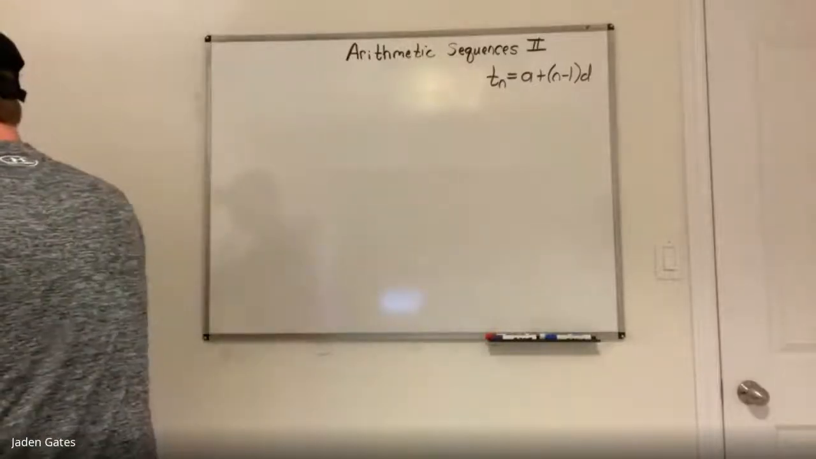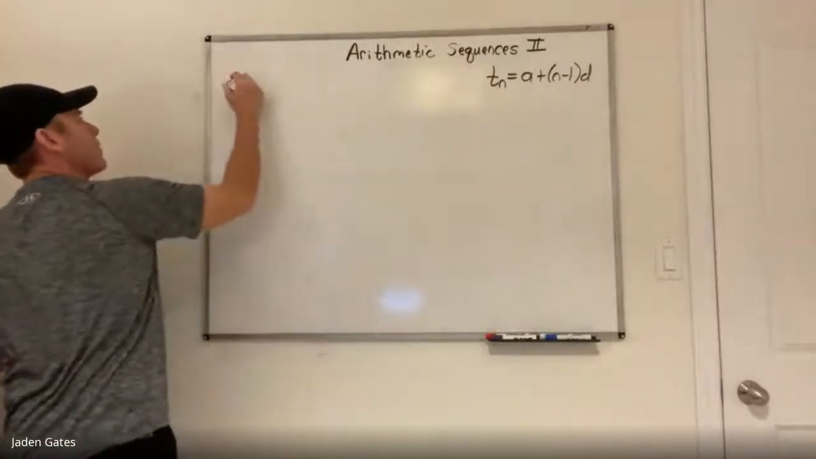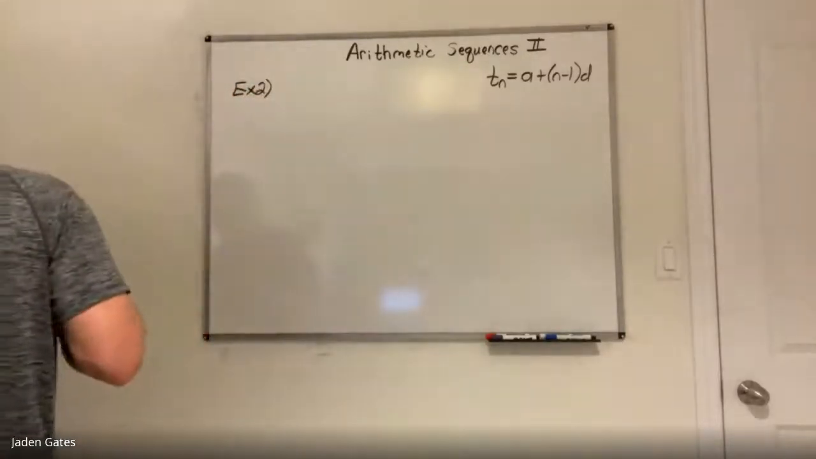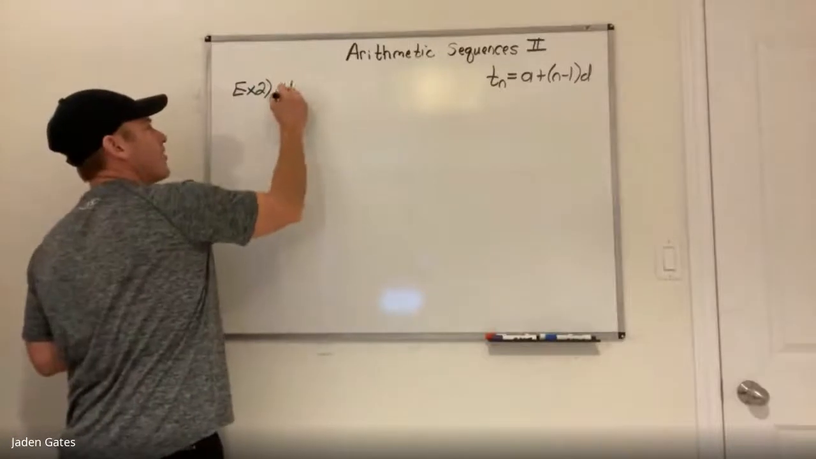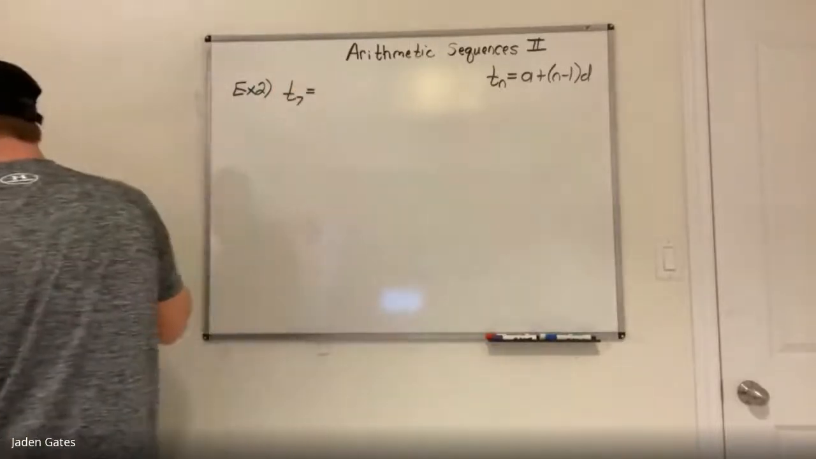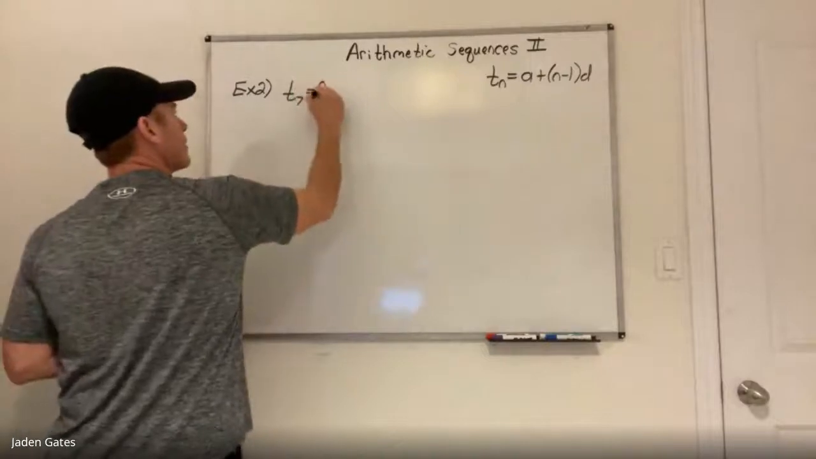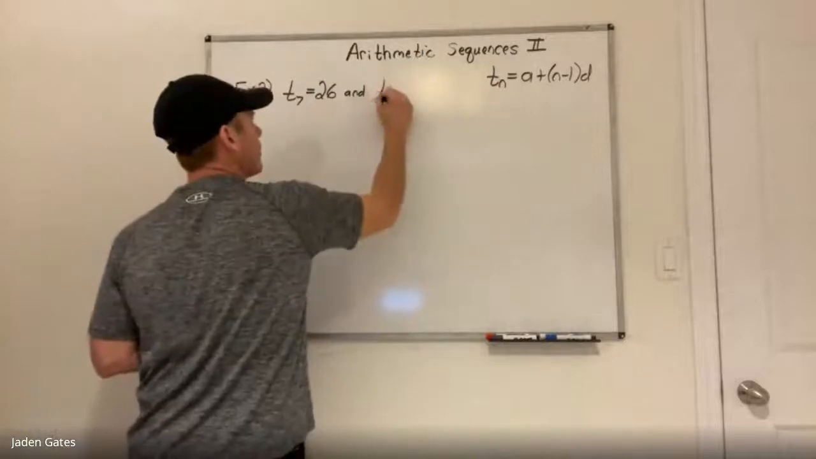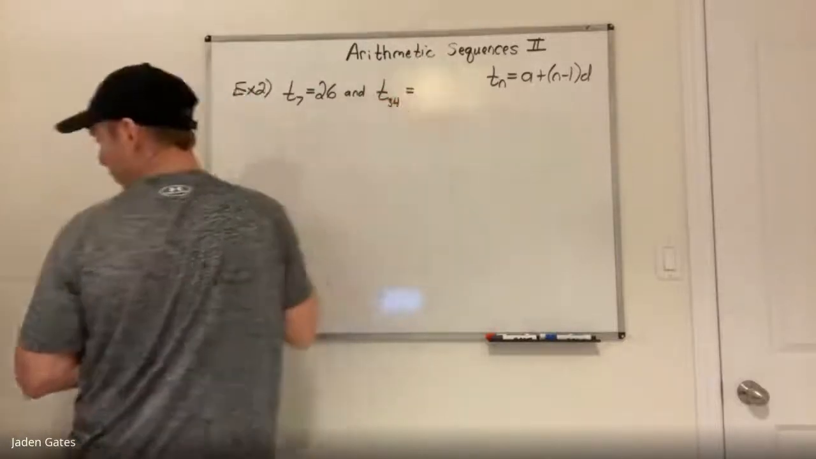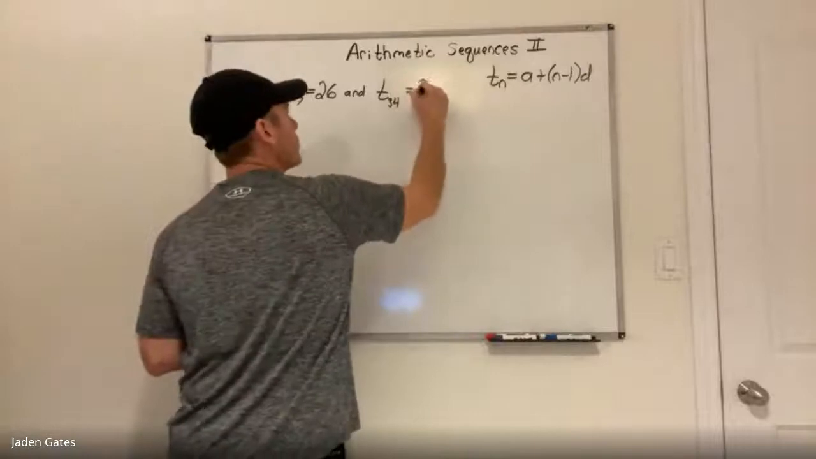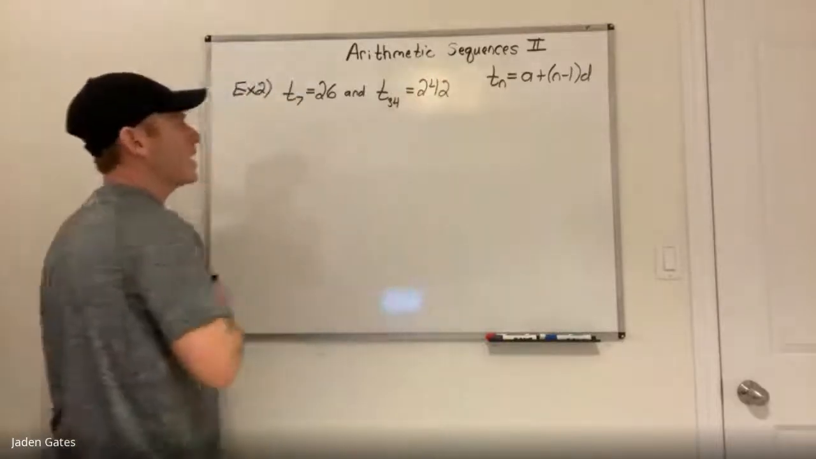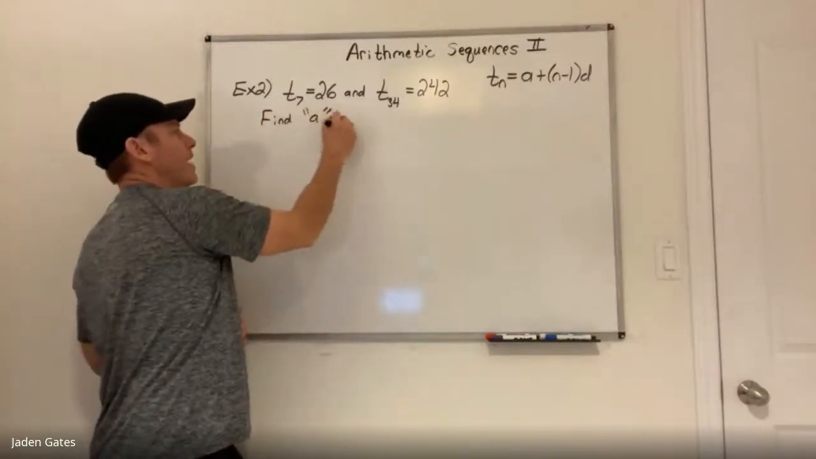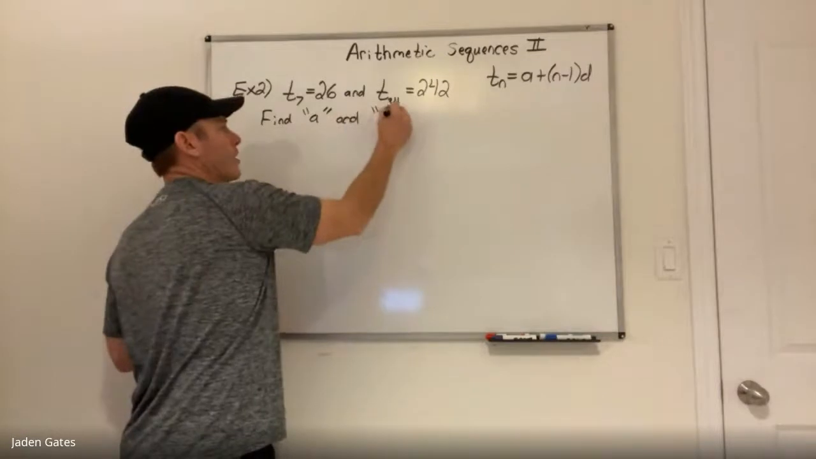Okay, next up, example 2. We got 2 this time out because we're going to do the same thing. All right, so this time again, we're trying to find A and D. We have the T7, our 7th term, is equal to 26. And we have our other term here, which is the 34th term. T34 is equal to 242. Find A and D. That's what we're trying to find here.